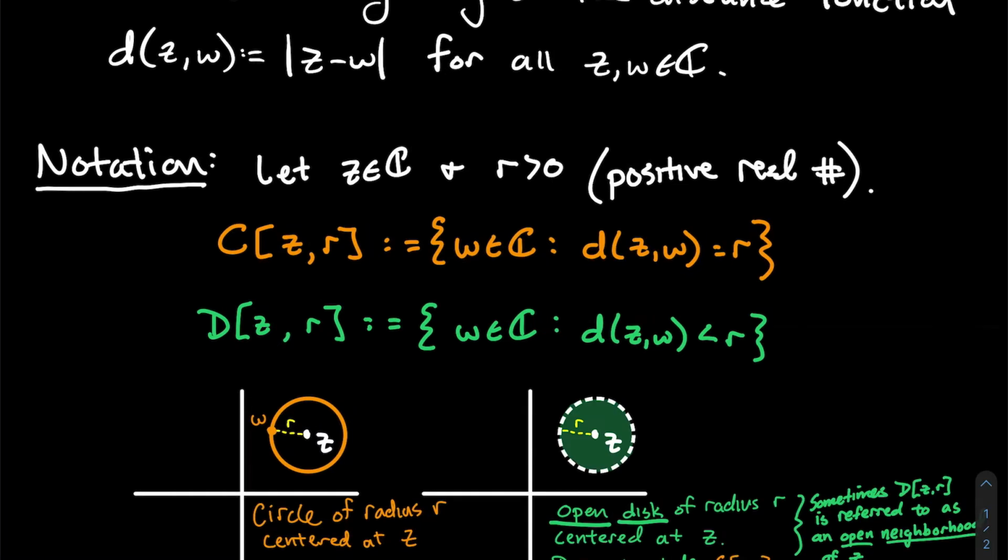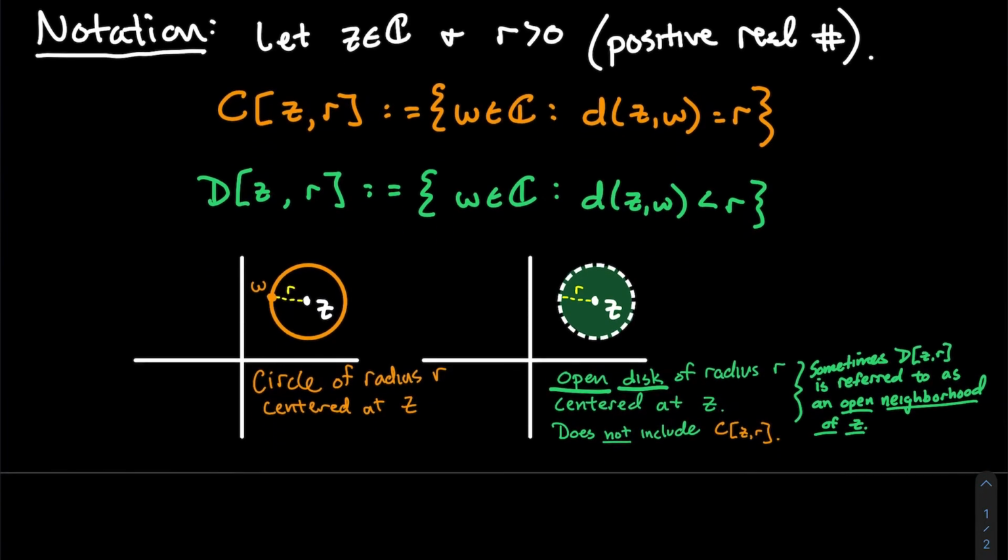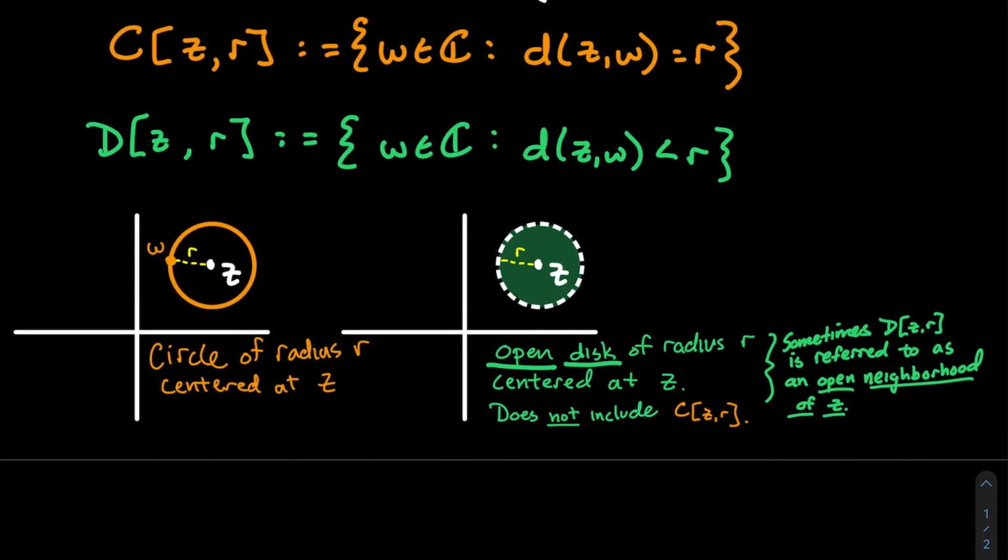And so we're going to refer to that as, you see, I'll zoom in a little bit on the bottom here, we're going to refer to D(z, r) as an open disk of radius r centered at z. And just notice it does not include the actual circle C(z, r), so it doesn't include that. That's what my dotted lines are trying to indicate. Over to the side, I say sometimes D(z, r) is referred to as an open neighborhood of z. That word neighborhood might come up later in these videos, or if you take a topology class, you'll typically refer to these kind of special open sets as neighborhoods.